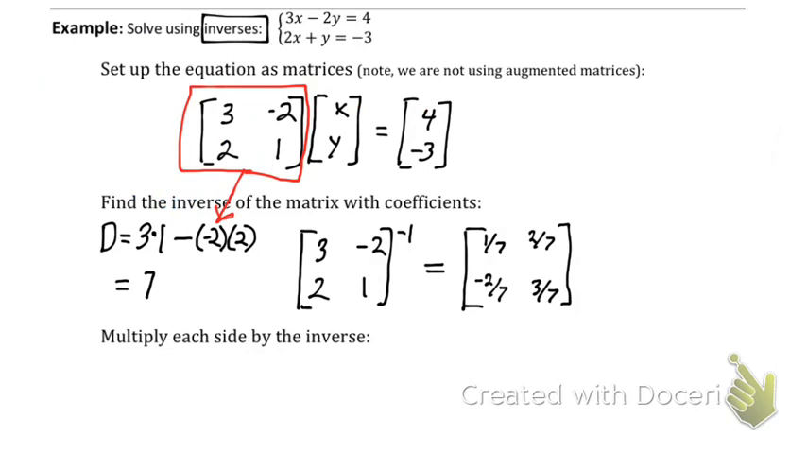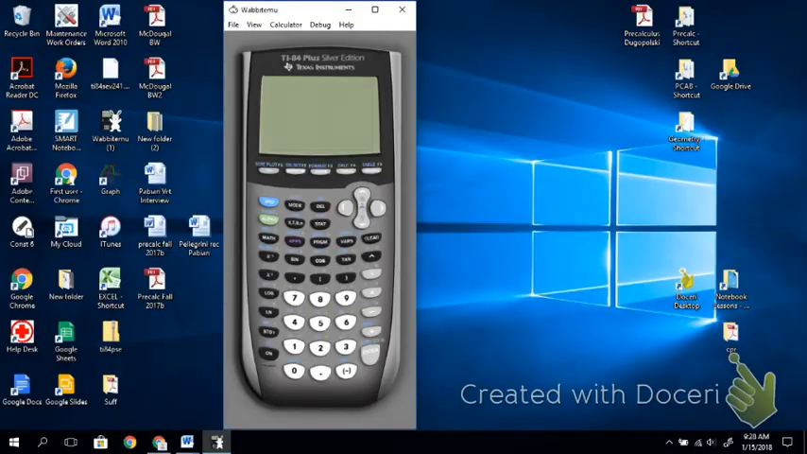So the big things you need to know are your matrix 3, negative 2, 2, 1, and your 4, negative 3. So we're going to go over to our calculator. Hopefully I got my calculator up. You are just going to go to your matrix screen. Okay, zoom in. I'm going to go to my A.